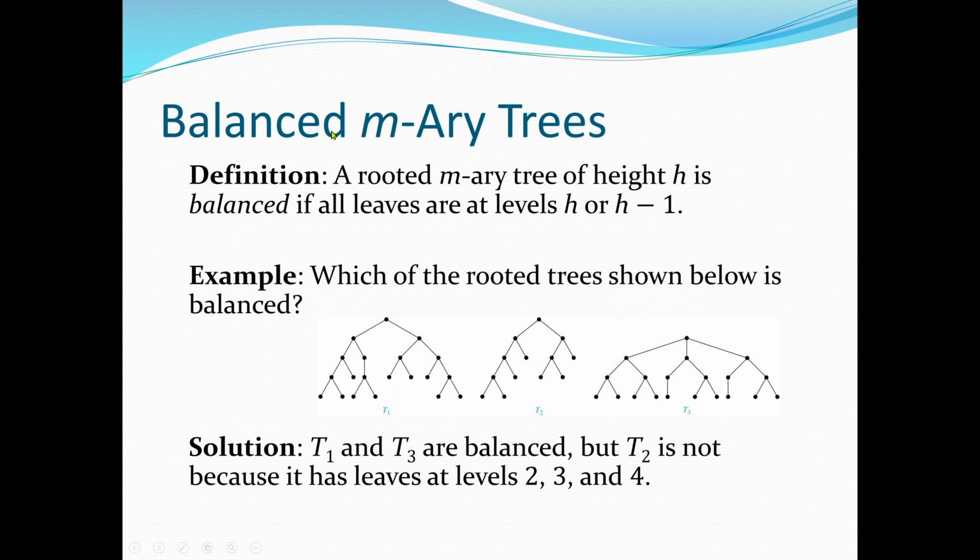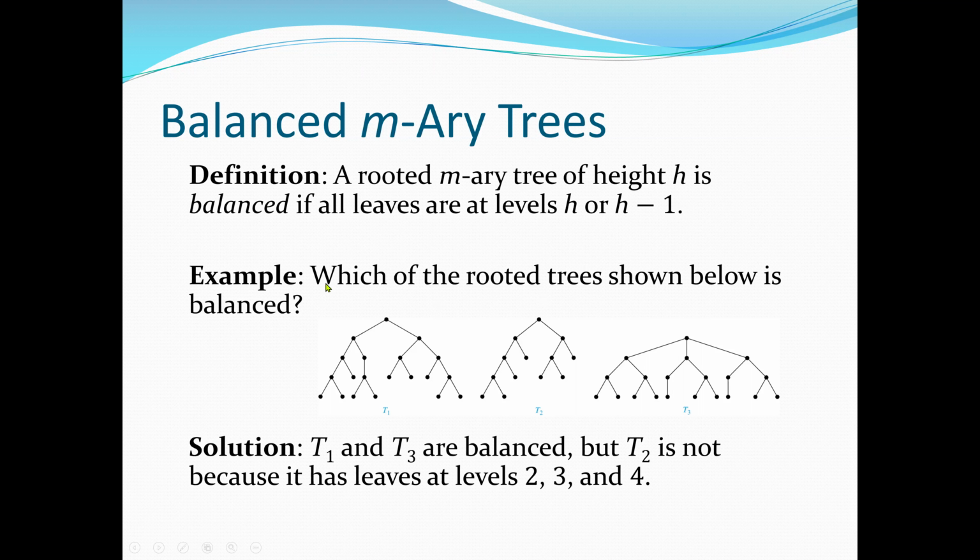Also, we have what we call the balanced m-ary tree. So a tree is balanced. The concept here says if we have a rooted m-ary tree of height h, the tree is balanced if all the leaves are at level h or h minus 1.